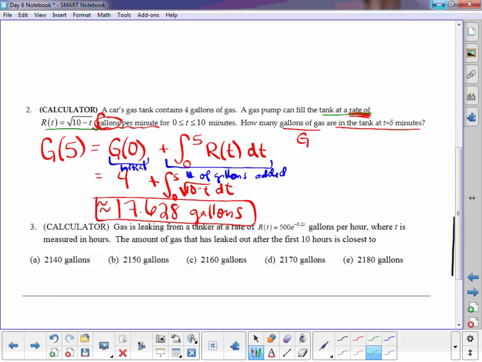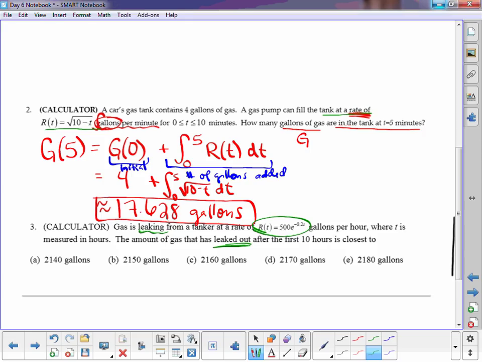For number 3, it says gas is leaking from a tanker at a rate of this, gallons per hour, where t is measured in hours. The amount of gas that has leaked out after the first 10 hours is closest to. So this one is a little more straightforward. They just want to know how much has leaked out. We don't need to consider any initial amount because it's simply asking how much has leaked out.